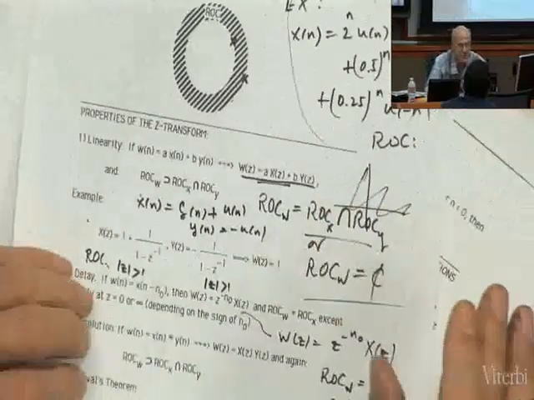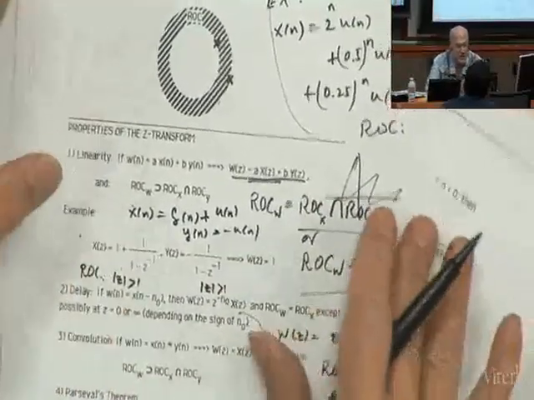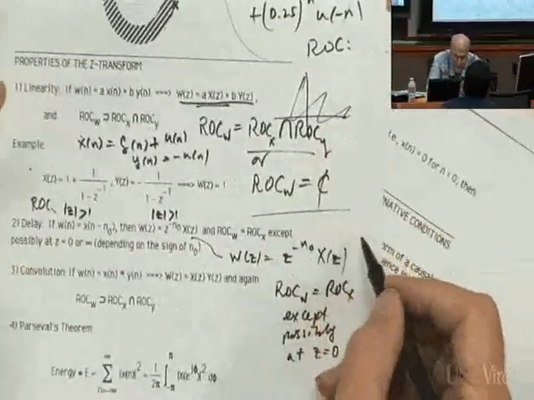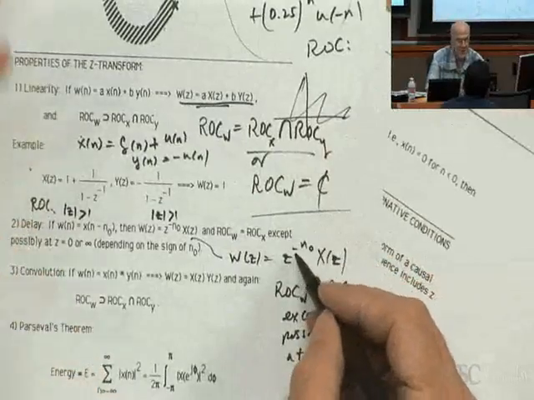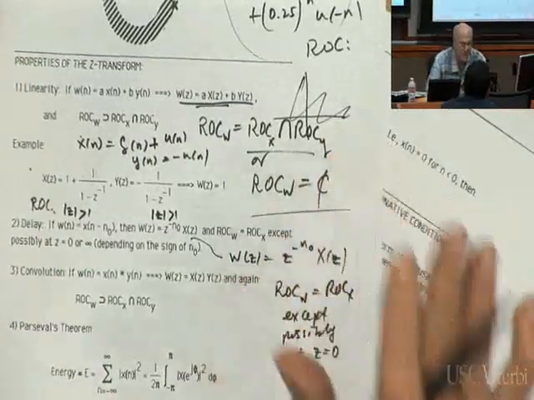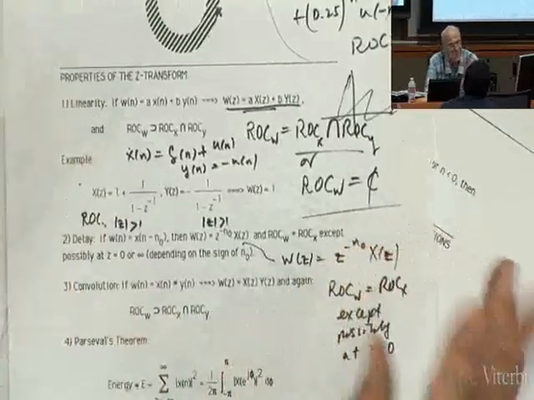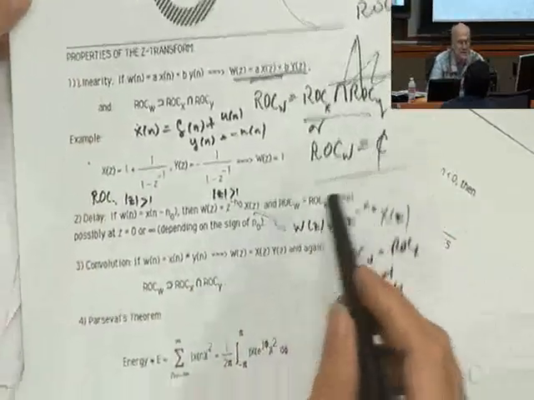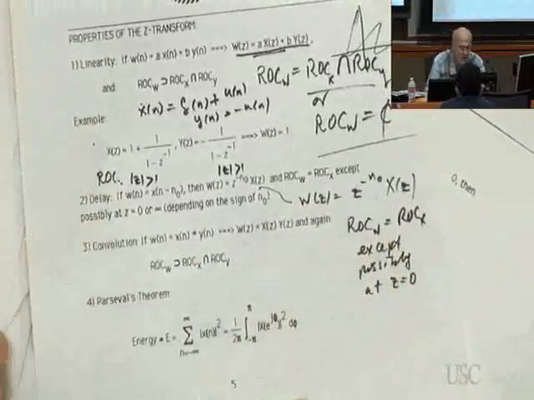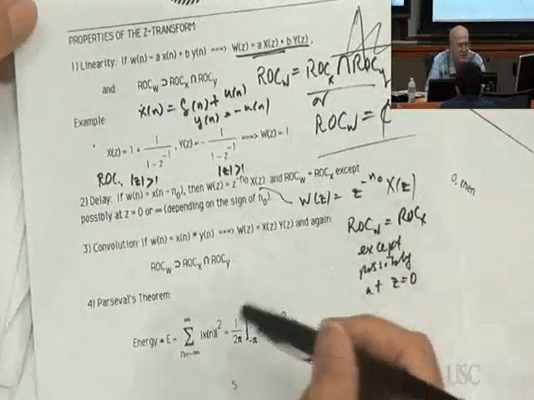You'd like to be able to say that when you have a simple delay, but you can't necessarily. Because if n naught were negative, that would be z to the plus n naught, and this thing could blow up. So it's just a little bit tricky. But generally, yes, the regions of convergence are the same except at zero or this infinity thing.